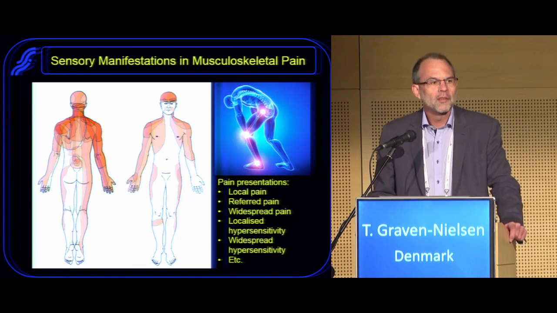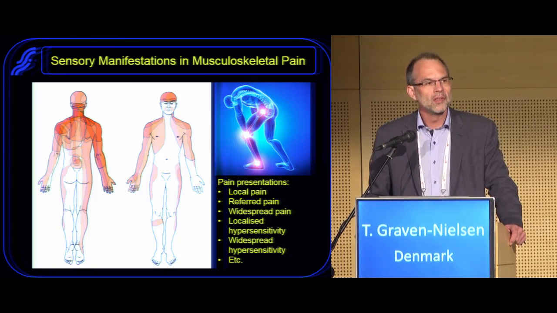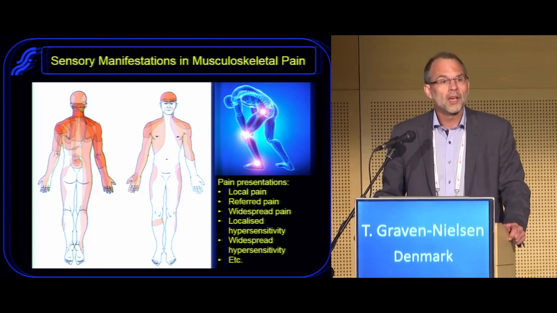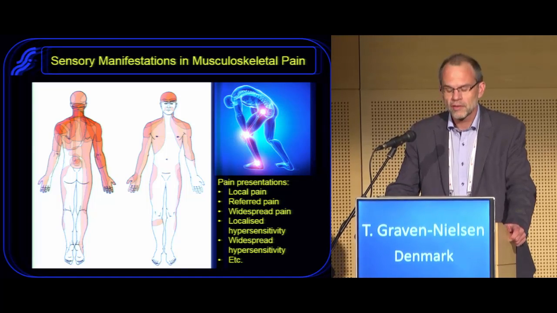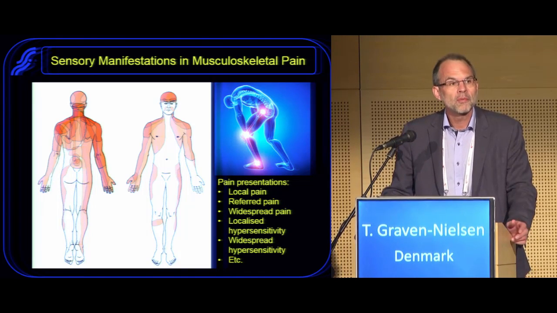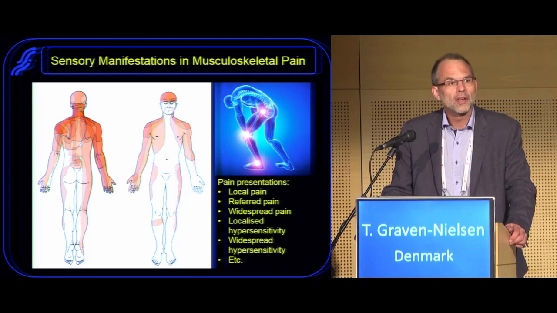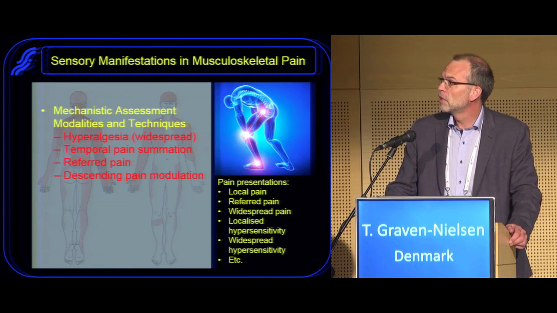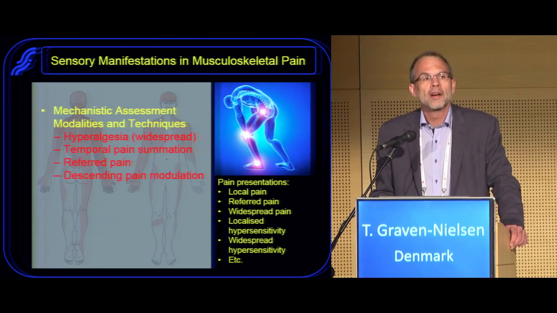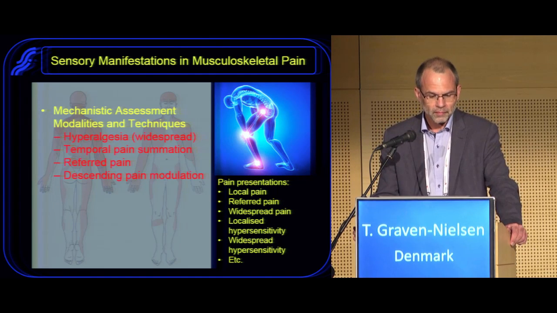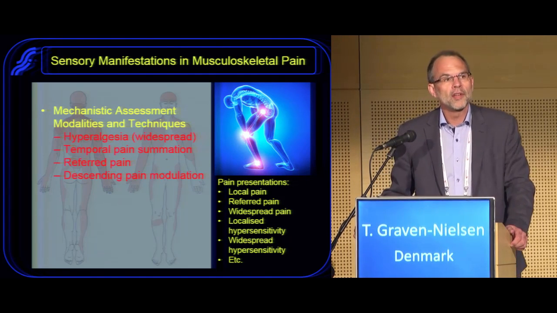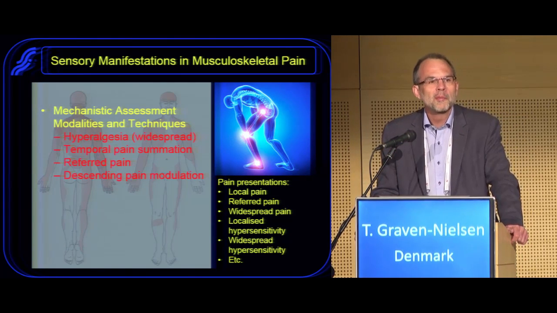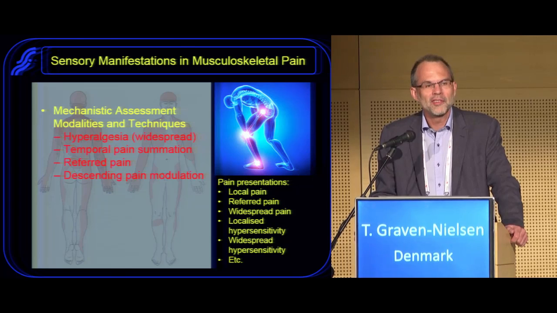So you can also see that whatever the patient will report is a composite of many different things: localized pain, referred pain to other structures from the injured side, widespread hyperalgesia, localized hyperalgesia, and many other things. And what I will try to do here today is outline different mechanistic assessment modalities and techniques from which we can actually start to be a bit more specific on the manifestation.